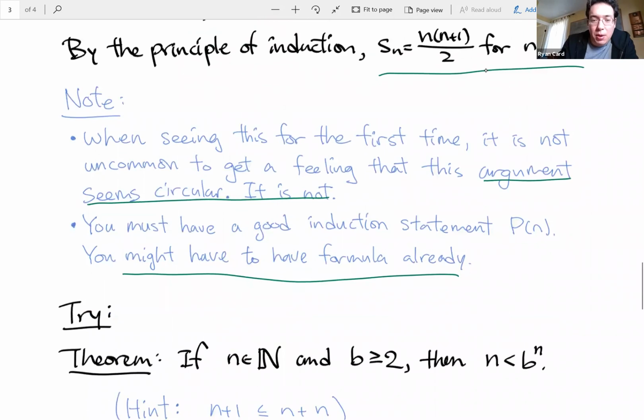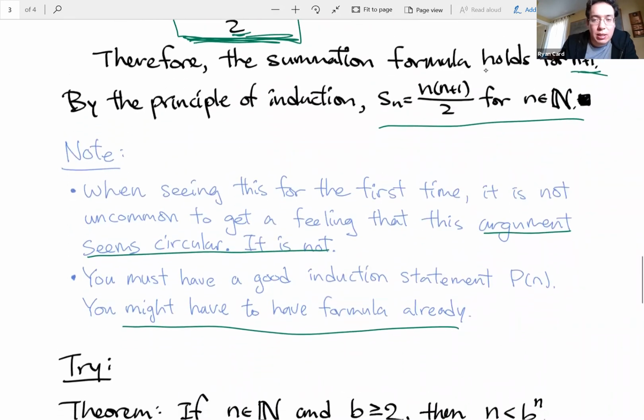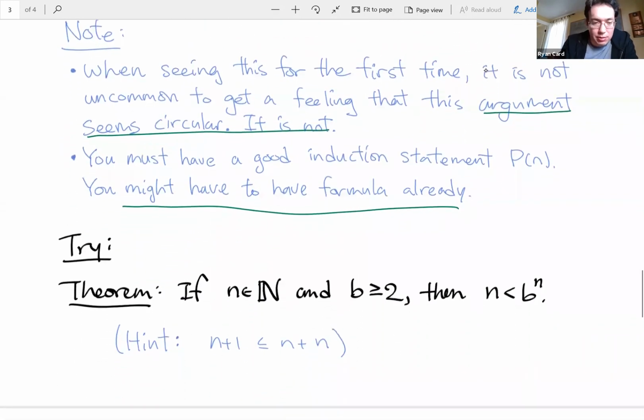Okay, so let's try to prove something using induction. Here's what I want you to do. I want you to take out a piece of paper and try to prove the following statement for all n. So here's the theorem. Let's say you have a natural number n and you have some base b, which is greater than or equal to 2. Then for any n, b to the n is strictly larger than n itself.